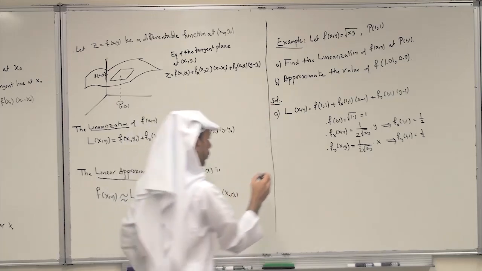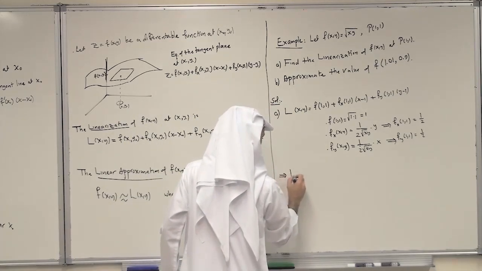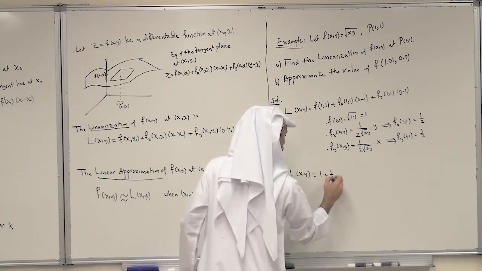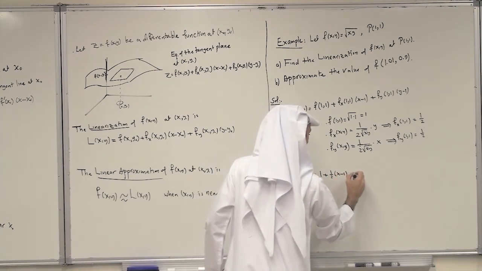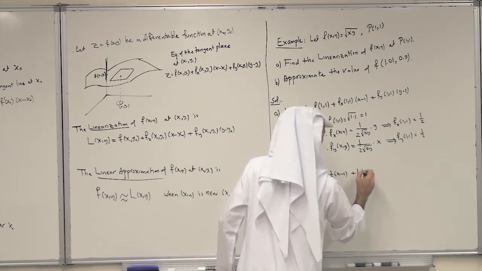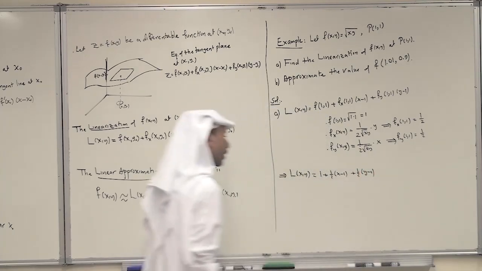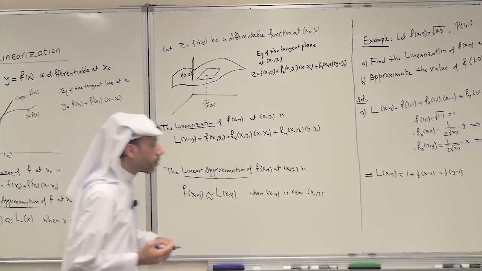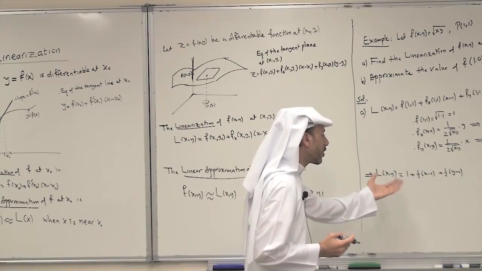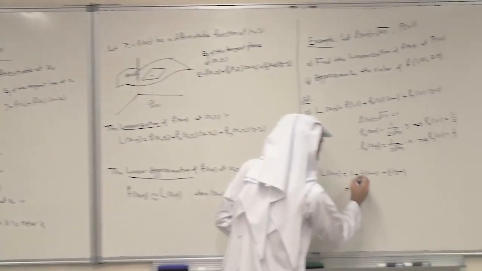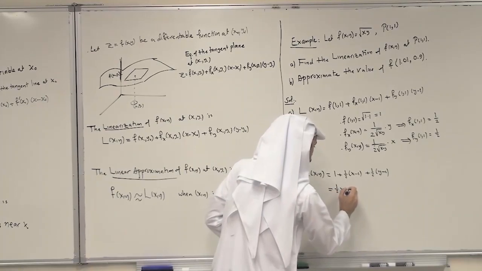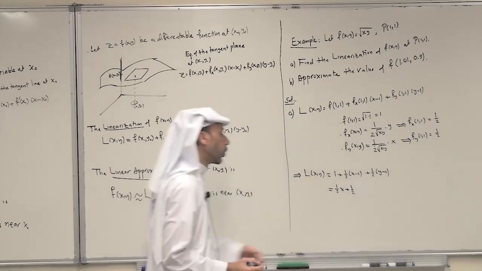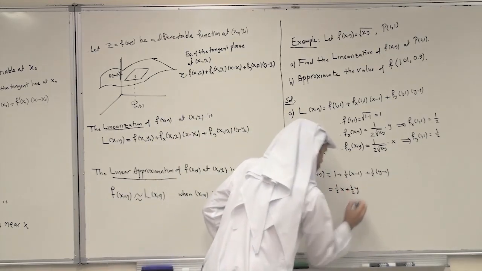So now we substitute. L of x, y equals 1 plus half times x minus 1 plus half times y minus 1. So this is the linearization of f at 1, 1. We can leave it like this, or we can simplify. Multiplying out, this is half x plus half y, and then minus half minus half, which is minus 1, plus 1 gives 0. So this is the linearization.